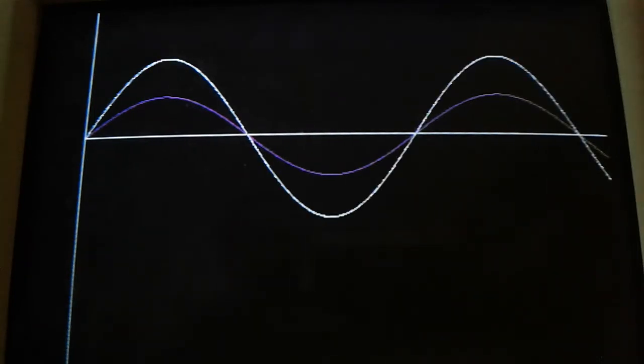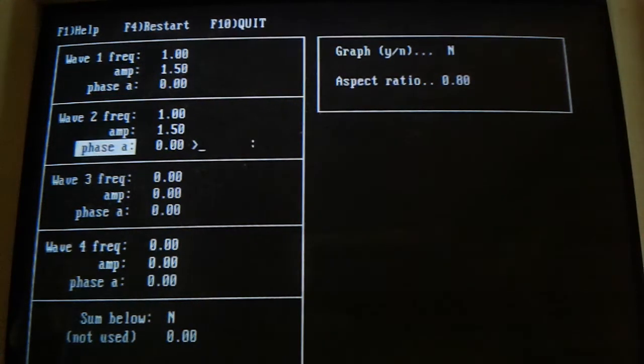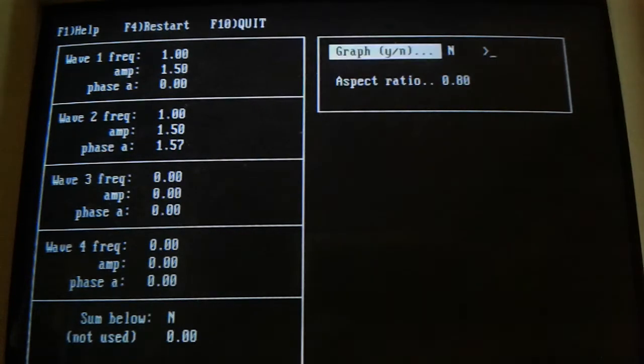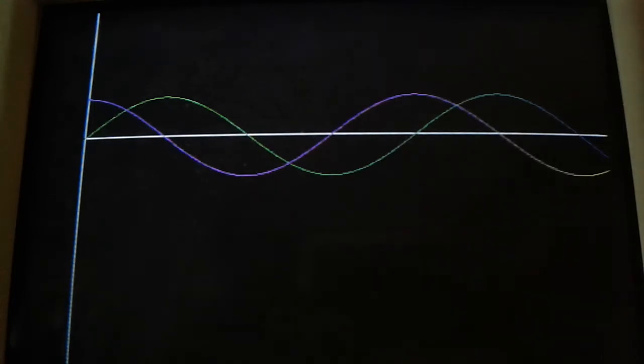Well, there you have it. Just add the heights. It's that simple. Now, what if we come down here and we make this have a phase angle of 90 degrees, 1.57 radians? There's the first wave, same as before. The second wave is now shifted over a little bit.